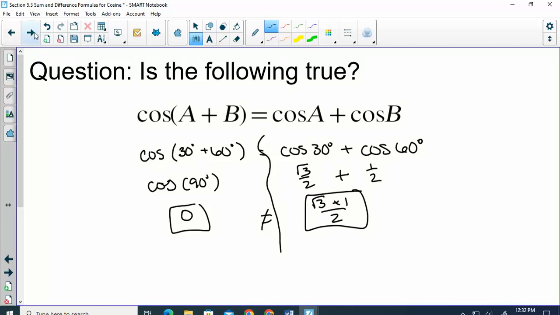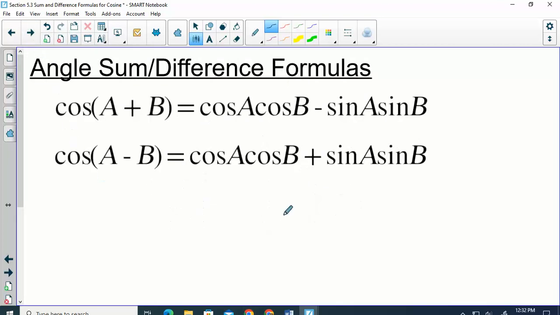If you're really curious where these came from, I can show you whole proofs why these work. But this is how we can break them apart. So this is on your flip chart, your first two sum and difference formulas. We have a formula for cosine of a plus b and a formula for cosine of a minus b. I'll let you guys write those down.